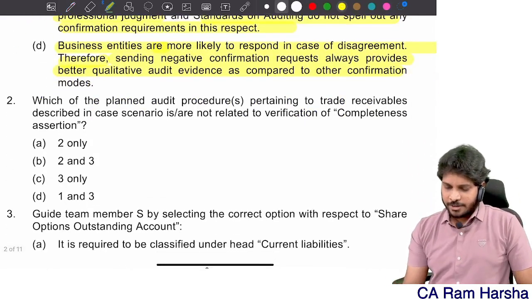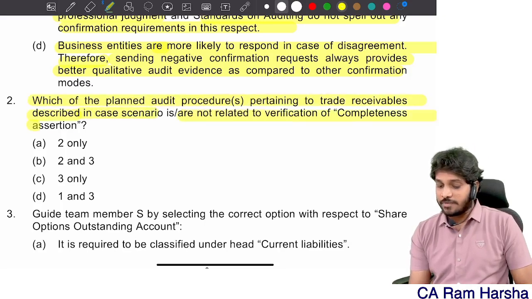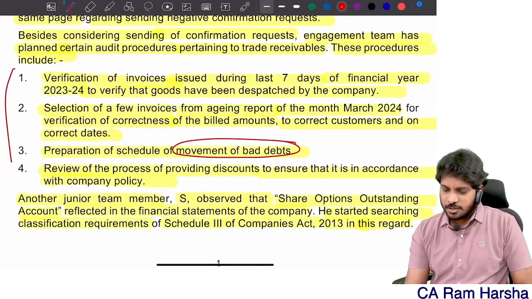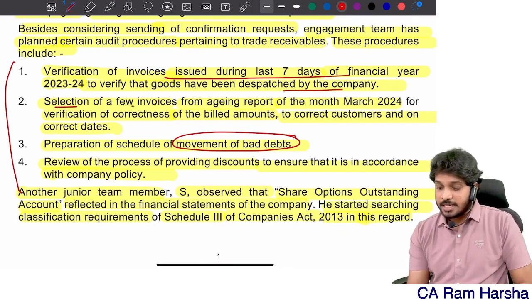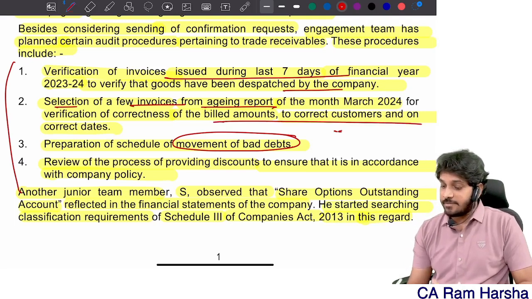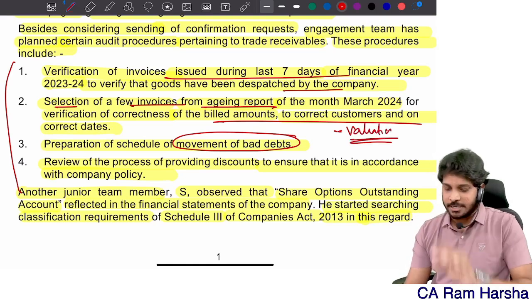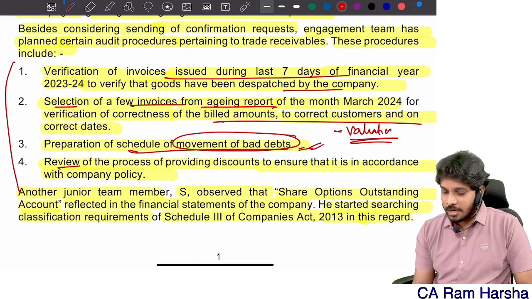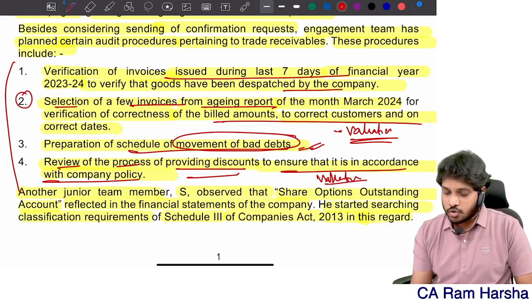Next. Which of the planned audit procedures pertaining to trade receivables in the scenario are not related to verification of completeness assertion? Trade receivables, they just did these four. Whether invoices issued in the last 7 days are accounted? Of course, completeness. Selection of invoices from the aging report and see whether customer accounts are rightly stated. This actually deals with valuation, not completeness. Preparation of schedule of movement of bad debt. This also actually helps in completeness. Review process of providing discounts to ensure that it is in accordance with policy is again concerned with valuation. It is not concerned with this one. So the answer is 2 and 4.